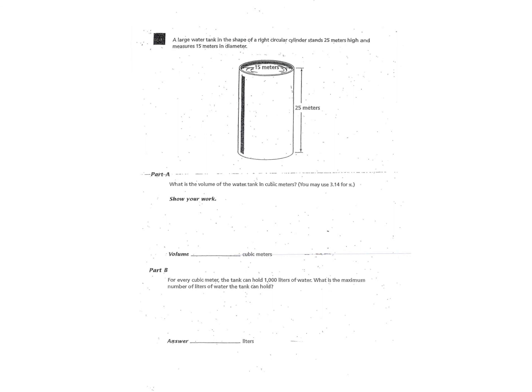It states, a large tank of water in the shape of a right circular cylinder stands 25 meters high and 15 meters in diameter. So, we don't know our radius, but we do know that our diameter is 15 meters. In order to get the radius length, we're going to divide by 2. Grab your calculator and punch that in. 15 divided by 2 gives you 7.5 meters.